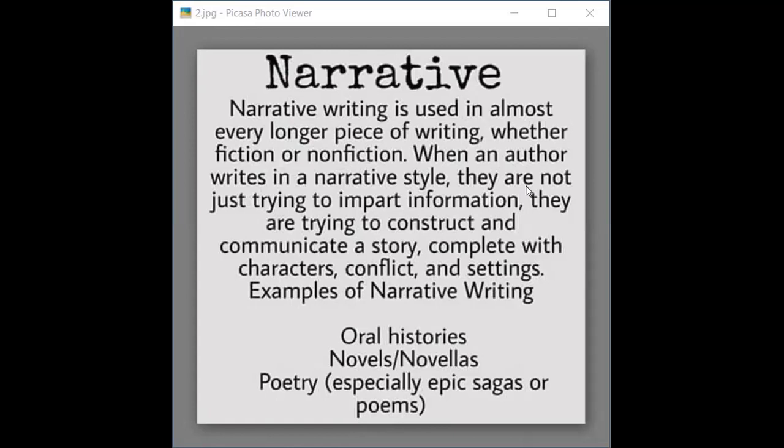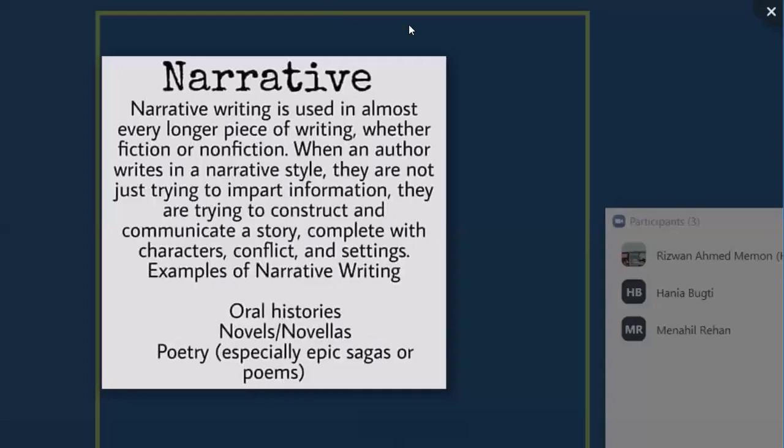Can you tell me a difference between a novel and a novella? Minal, do you know the difference between a novel and a novella? Minal, do you know the difference? Anya, if you know, please tell us.